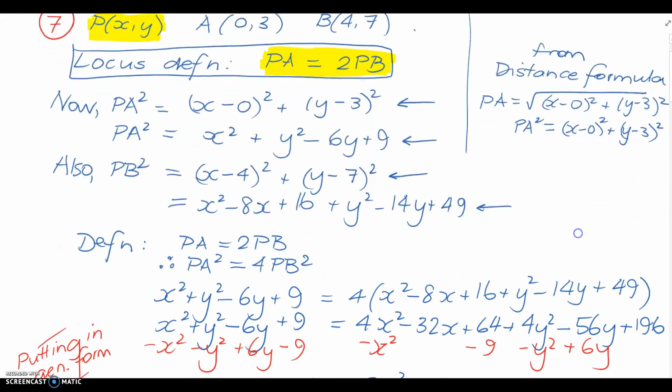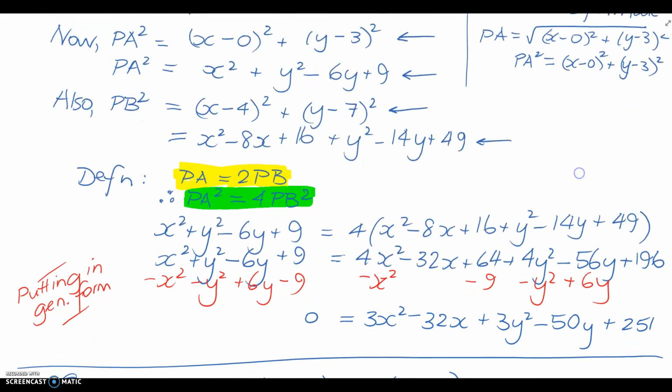Now the definition, the Locus definition was that PA was twice PB. But I've only got expressions for PA squared and PB squared, so I better square both sides. So after squaring both sides, this is now my new Locus definition that I'll be using, which is valid because it follows from the previous definition. So now I find my PA squared, put it on the left-hand side, and I find my PB squared and put it on the right-hand side with a 4 in front of it, just like the definition asks.